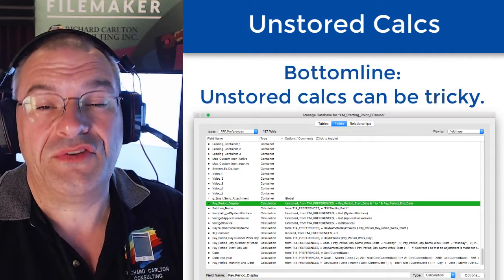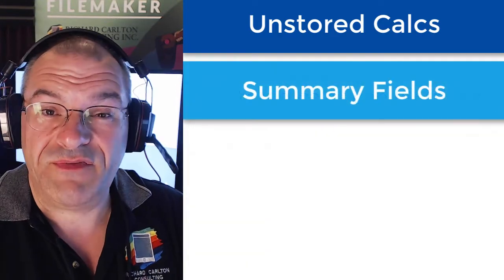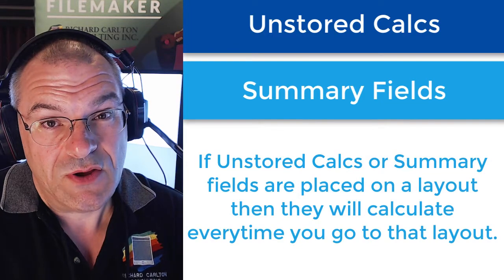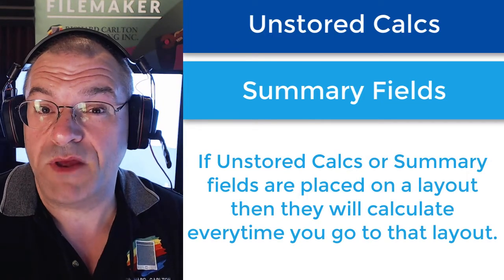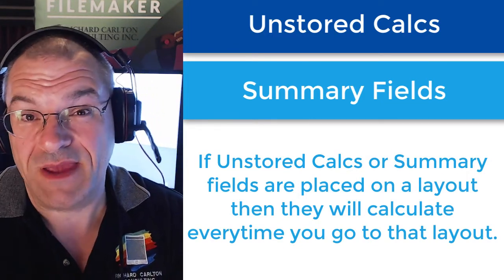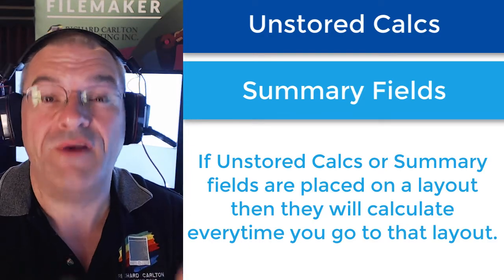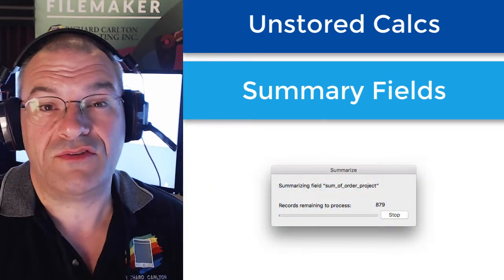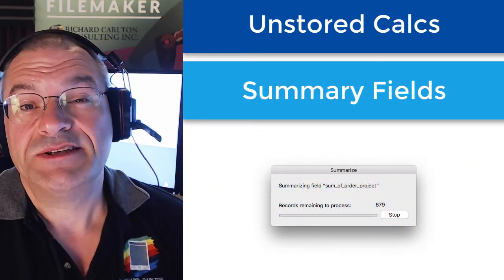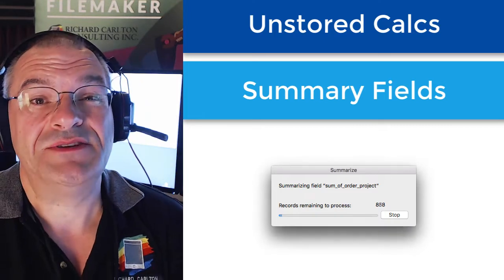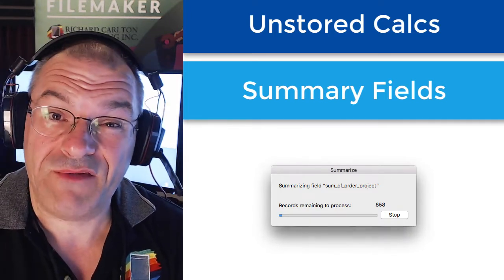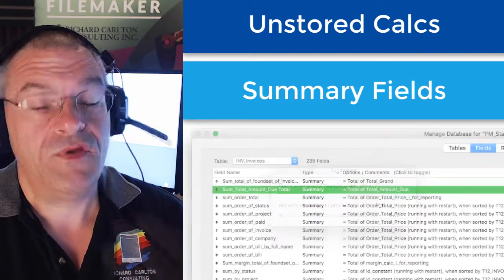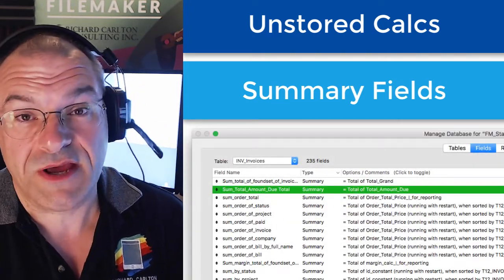And that also goes the same for summary fields. Summary fields and unstored calculation fields, if they are placed on a layout, or they happen to be referenced by a script that runs, will actually evaluate and take processing time from your FileMaker custom app. In fact, you might see a progress dialog bar that goes across the screen while you wait for this to complete. Sometimes it'll be very quick. Sometimes it will be so slow that you might need to get a cup of coffee or maybe go to lunch. Not good.